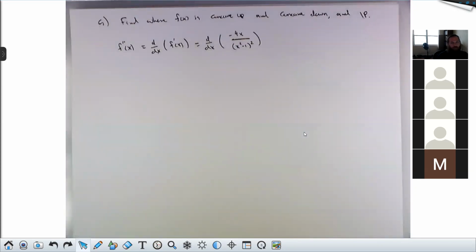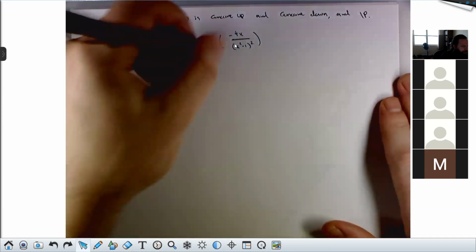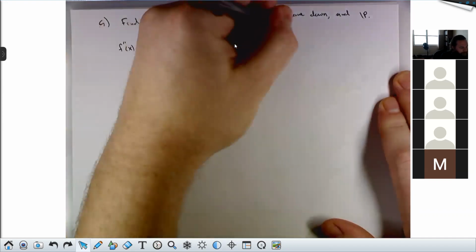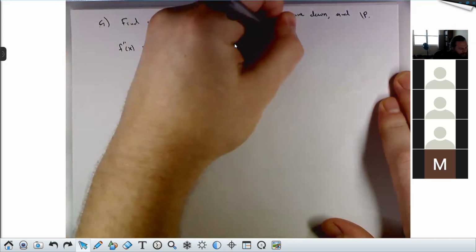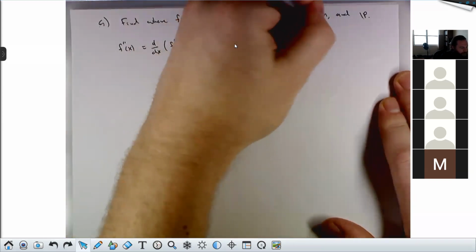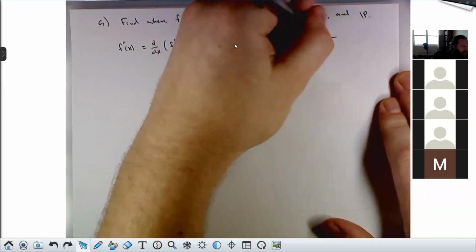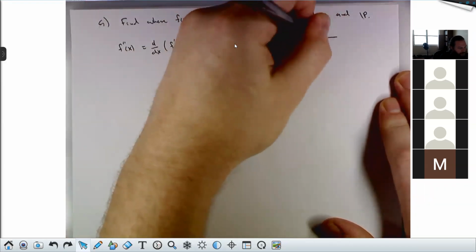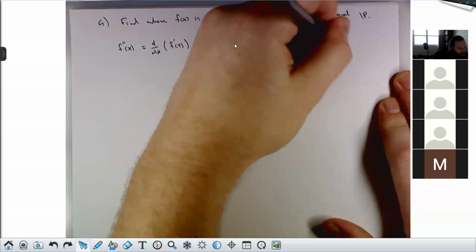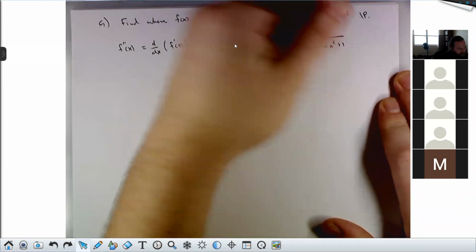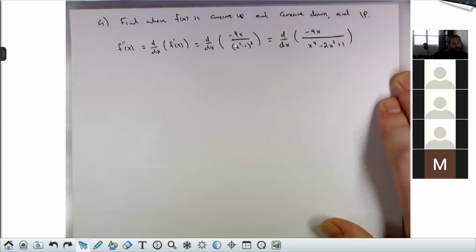Okay, let's focus. So I need to differentiate this, which is f primed, in order to get f double primed. There's a few ways you could do this. I think it might be helpful here to go ahead and FOIL out the bottom at this stage, because that'll make the bottom a little easier to differentiate when we need that as a part of our quotient rule. So that is x to the 4 minus 2x squared plus 1.